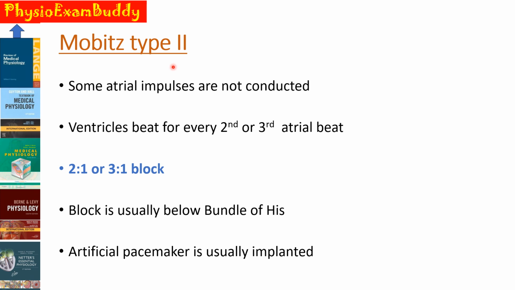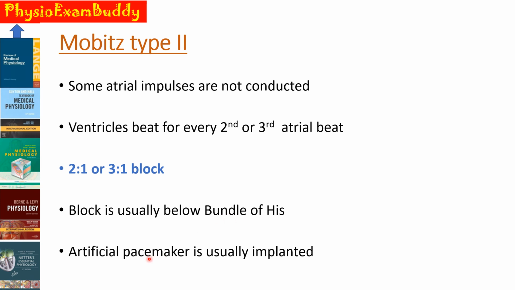Next, about the Mobitz type 2 second degree heart block. Some atrial impulses are not conducted. So the ventricles will beat for every second or third atrial beat. That is why it is also called a 2:1 block or 3:1 block. And the block is usually below the bundle of His.